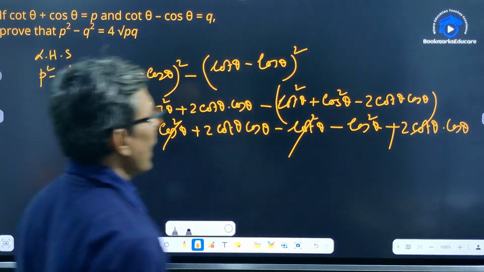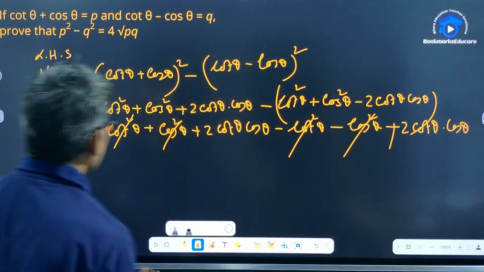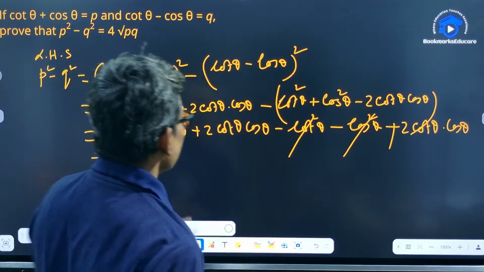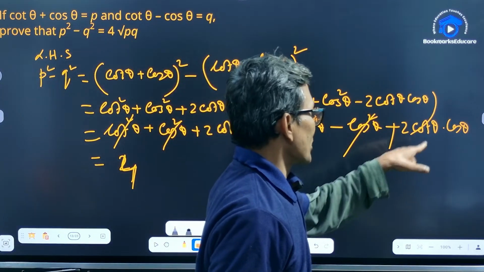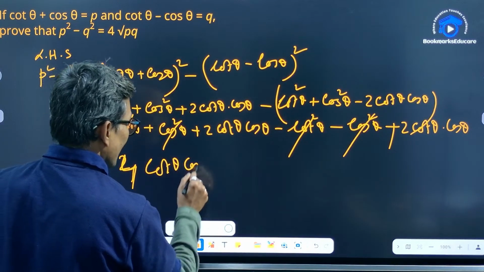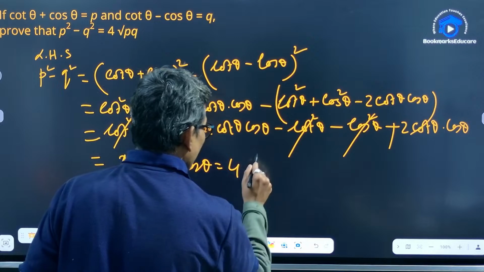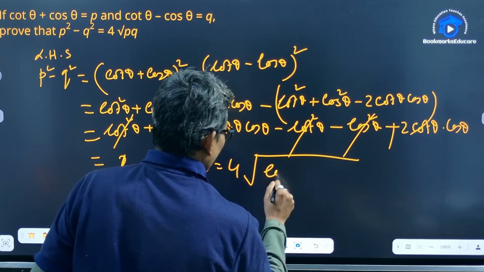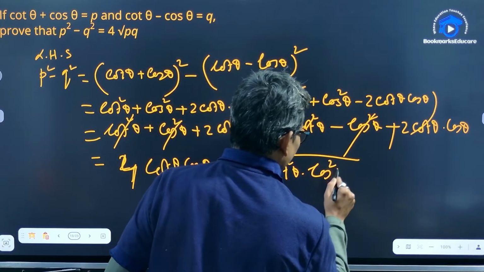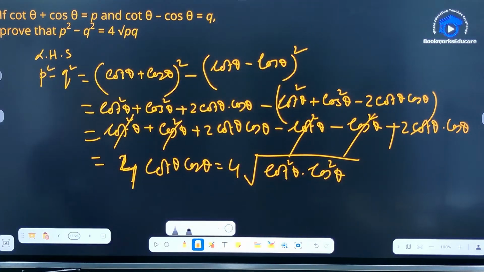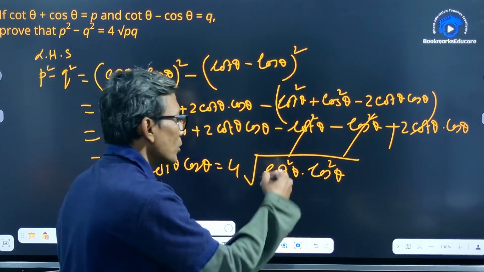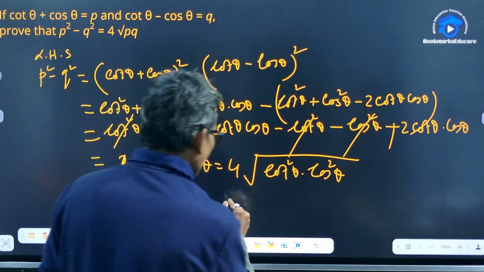Cos square theta and cos square theta is being eliminated. So 2 cot theta cos theta plus 2 cot theta cos theta, that is 4 cot theta cos theta. Now we can write 4 into root over of cos square theta into cos square theta. We can write this, because if you raise the square, the root over will cancel.